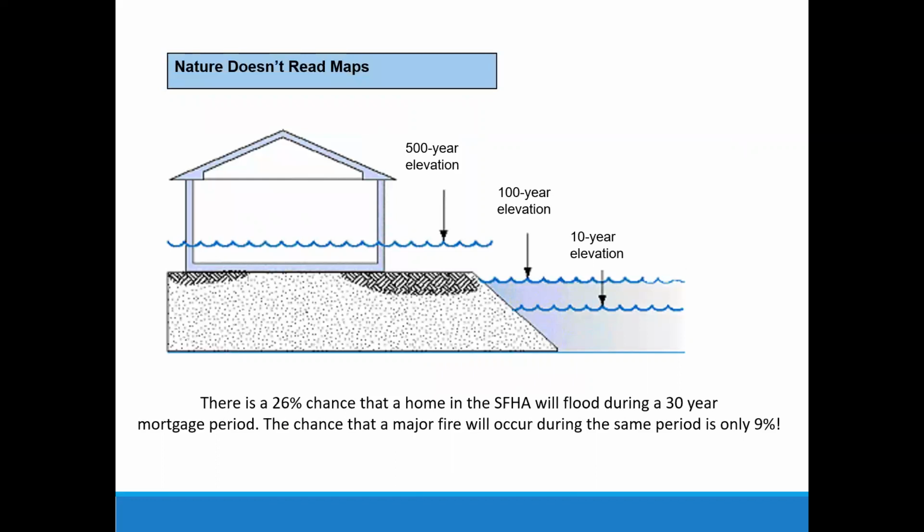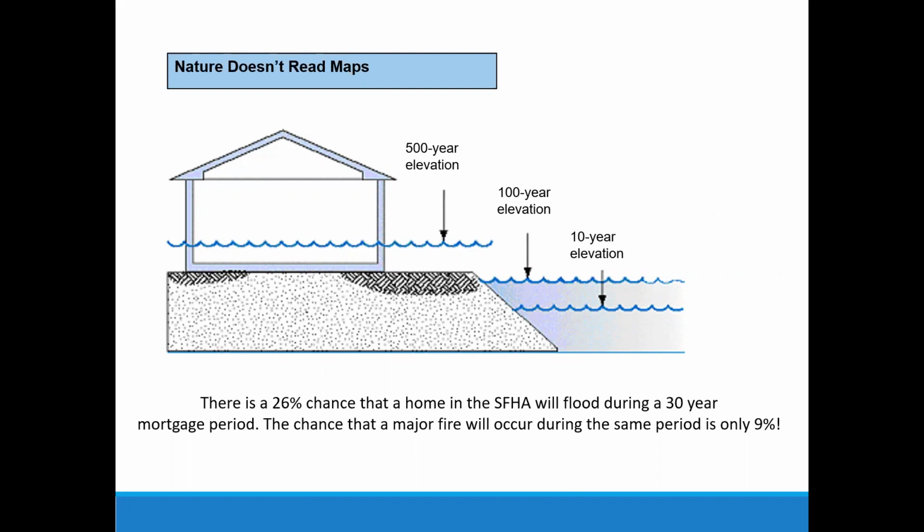And of course, nature doesn't read maps. People behind a certified levee, and people that are outside of the floodplain, get this sense of security that they're not going to flood, that they're safe from flooding. They're not necessarily safe from any flood. There's always some kind of flood risk. Larger floods can and will continue to happen.